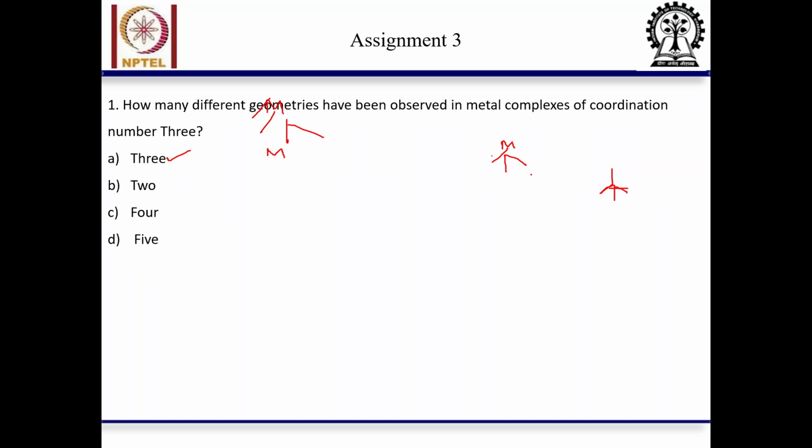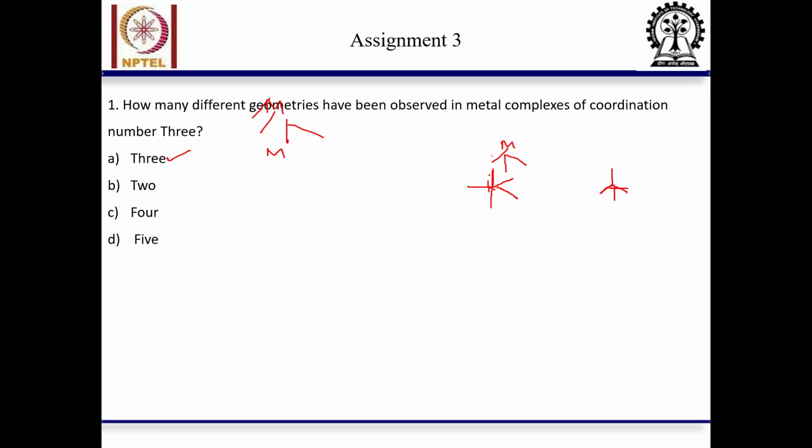One is the T shape. How will you get the T shape? Suppose you have a trigonal bipyramidal. Once you cut these two ligands, you will basically get the T shape. And the other one, cutting the two axial ligands, you will basically get the triangular one.